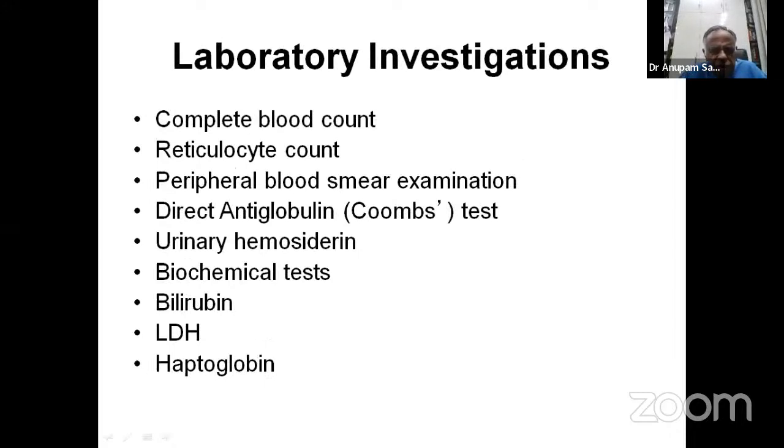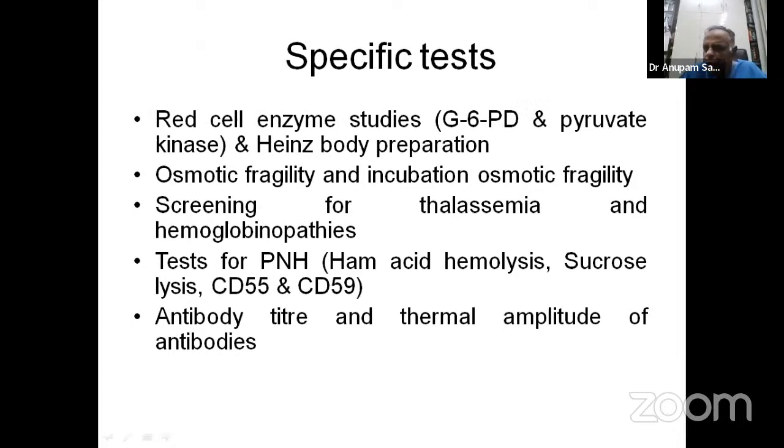Now, what are the investigations which you do? Complete blood count, reticulocyte count, peripheral blood smear, a direct antiglobulin test, urinary hemosiderin, biochemical tests in the form of bilirubin, LDH, and haptoglobin, although haptoglobin is rarely available and it is not really needed. Specific tests may include quantification of G6PD, pyruvate kinase, and looking at a peripheral smear for Heinz body preparation. Osmotic fragility and incubation osmotic fragility.